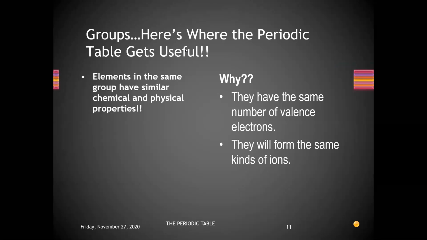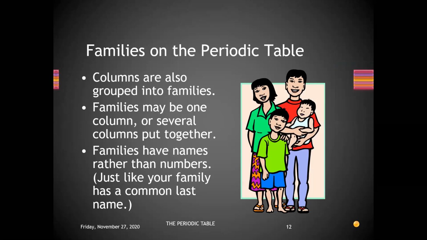So why do elements in the same group have similar chemical properties, with physical properties changing slightly? Chemical properties are the same because they have the same number of electrons in the outermost shell. That's why they have similar chemical properties.